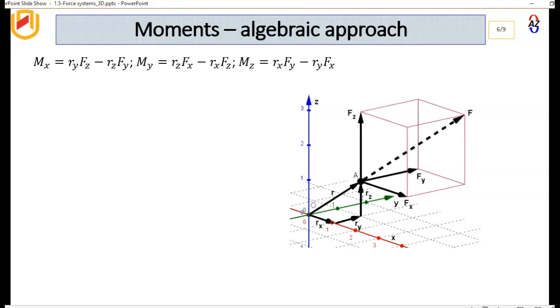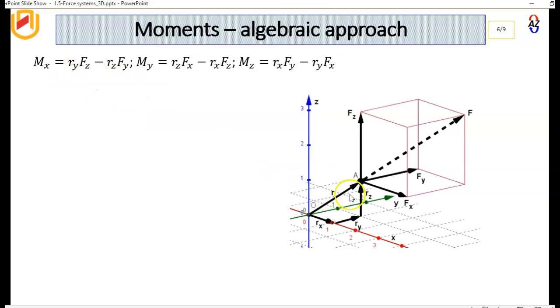So Mx, which is the moment about this x, will be due to Fy and Fz, because Fx won't have any moment in the x because it's parallel. But Mx in this case will be, if we take counterclockwise positive and we remain consistent with this throughout our calculation, equal to Fz times Ry minus Rz times Fy. And that's what we see here.